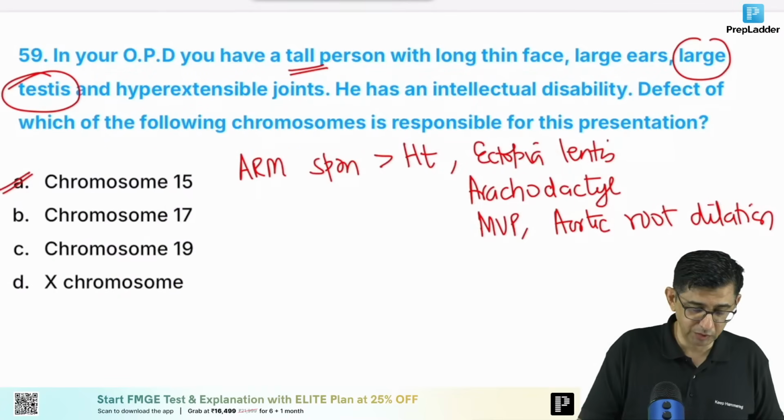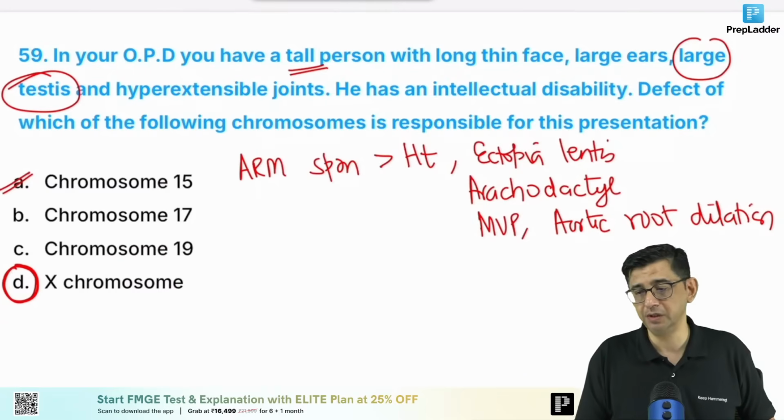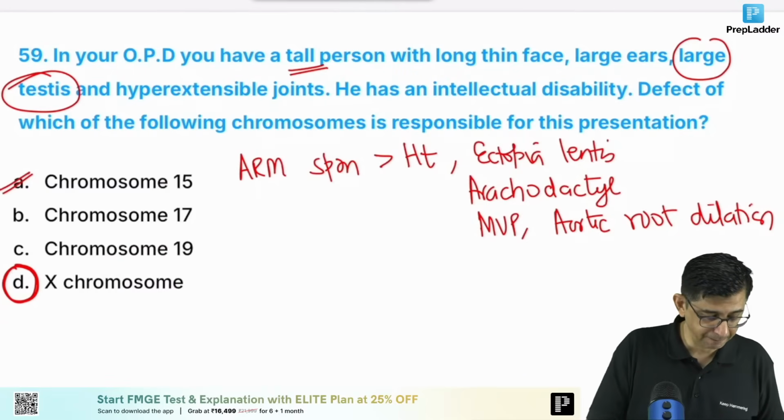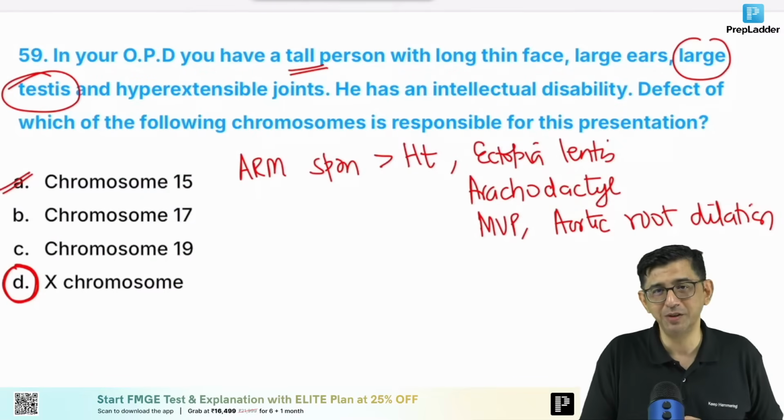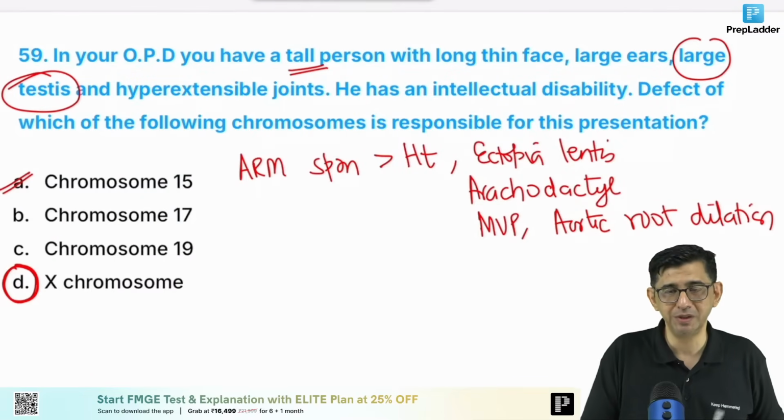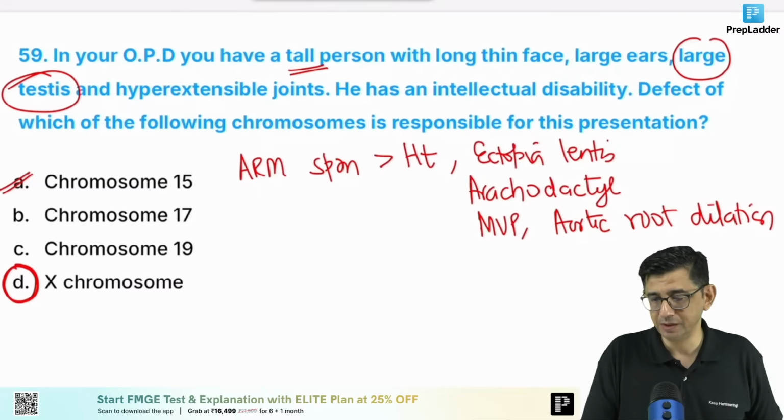The correct answer to this question is option D, that is X chromosome defect is what we're talking about here. Quick answers please, diagnosis please. Yes, guys, the answer is not Marfan syndrome. I agree, the question has been a bit twisted as compared to the Marfan syndrome question that came.